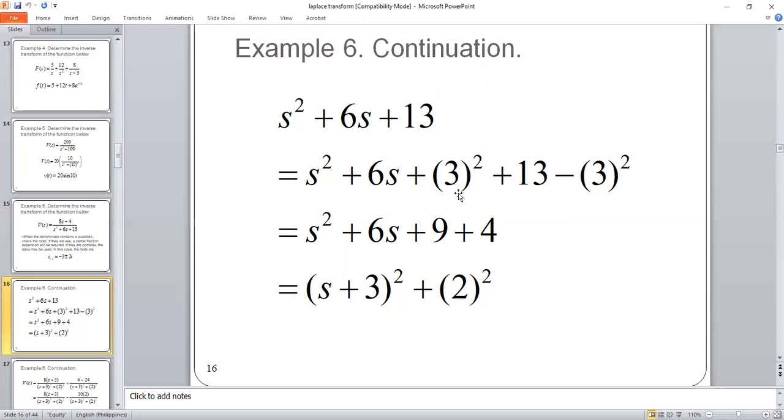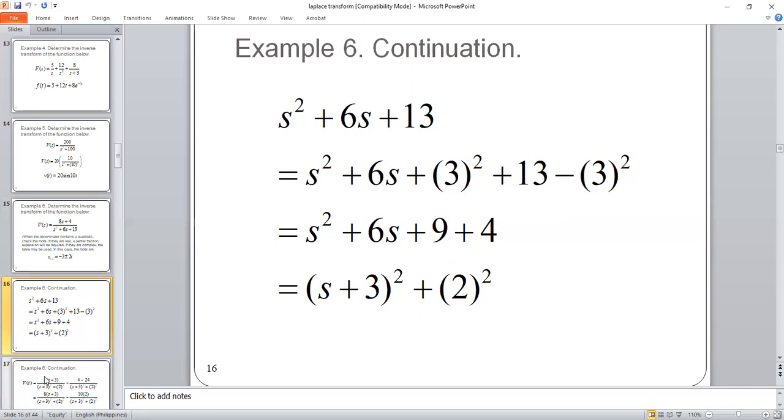Now, this would simply be s squared plus 6s plus 9, and you have the original 13. So what would make it 13? You add 4. So in this process, you have the perfect square equivalent of s squared plus 6s plus 9, which is s plus 3 quantity squared, and the perfect square equivalent of 4, which is 2 squared. So now you have written this as a sum of two perfect squares.